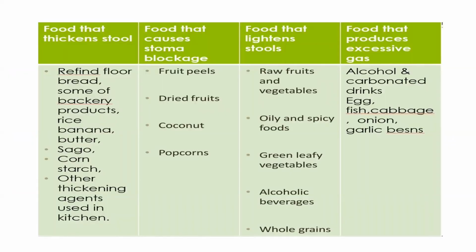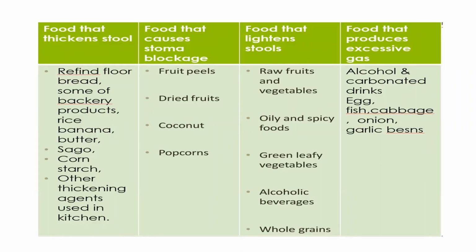So here are some lists. Food that thickens the stool: refined flour, bread, some of the bakery products, rice, banana, butter, sago. These solidify the stool consistency so that stoma output can be controlled and bulk can be created.